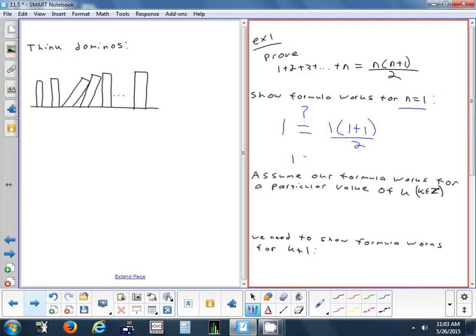Right, so we get 1 equals, if we do 1 plus 1, that gives me 2, times 1 is 2. And then divide 2 by 2, we get 1 equals 1. So we know that this formula does work for the case when n equals 1. Okay, any questions on that?